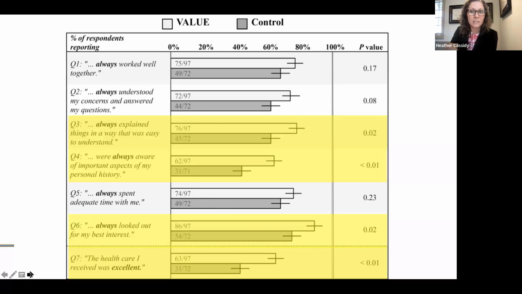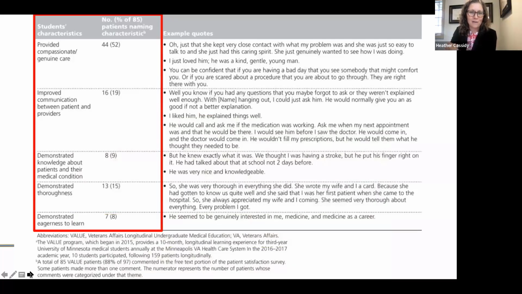having a positive experience. And there is a slew of really positive comments on the right here when they got into the qualitative analysis. But the main themes were that they felt that the students were providing compassionate and genuine care, that it was improving the communication between the patient and their primary provider to have the student involved, that the students were demonstrating a lot of knowledge about the patient and their condition, were thorough and were eager to learn, and that they were excited to be a part of that learning.